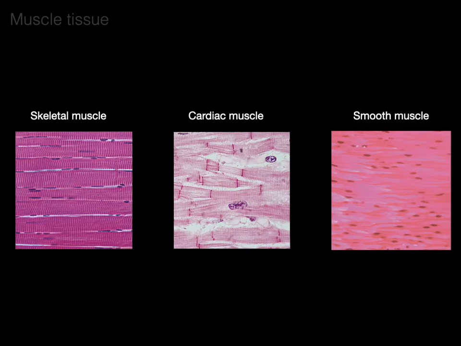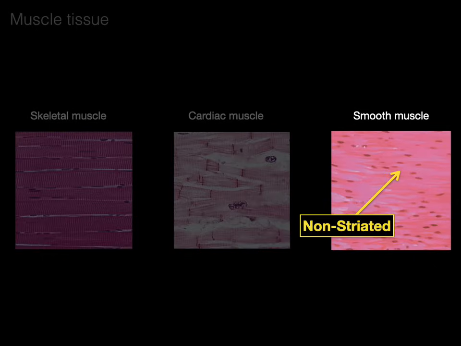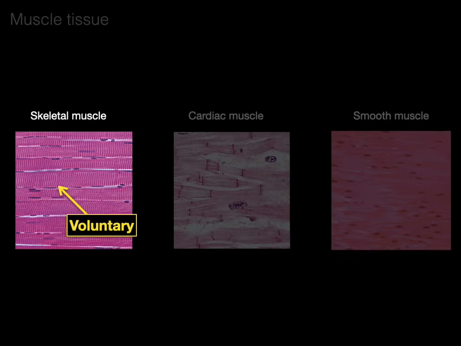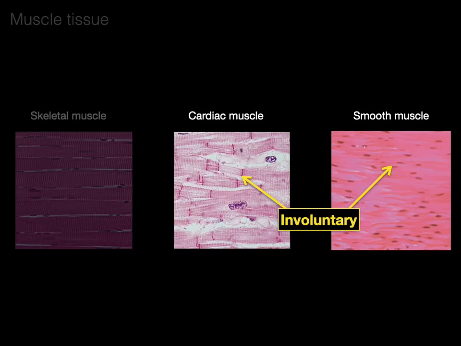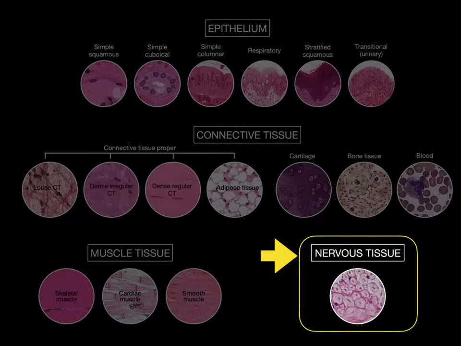There are three different types of muscle tissue. Striated skeletal and cardiac, because the myosin and actin are regularly arranged. Non-striated smooth, because it has myosin and actin but in a non-regular arrangement. Voluntary skeletal muscle, you control moving your bones because of these muscles. But the cardiac and smooth is involuntary because you do not have to think for your heart to contract or your arteries to constrict. Now let's conclude with nervous tissue.